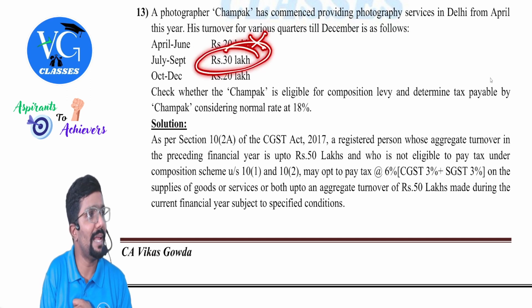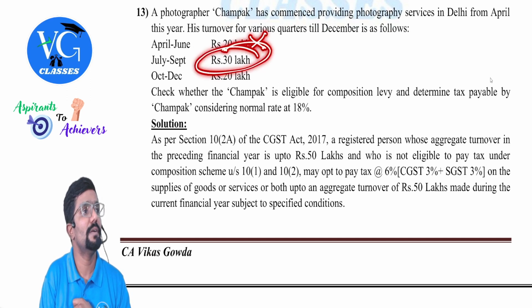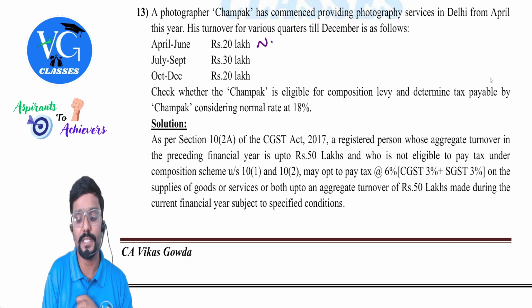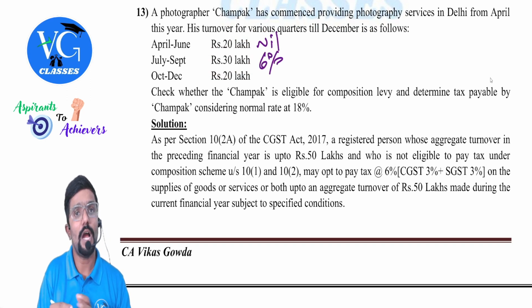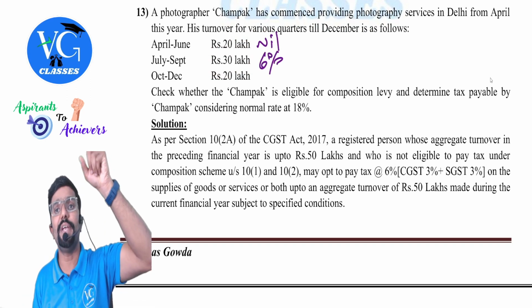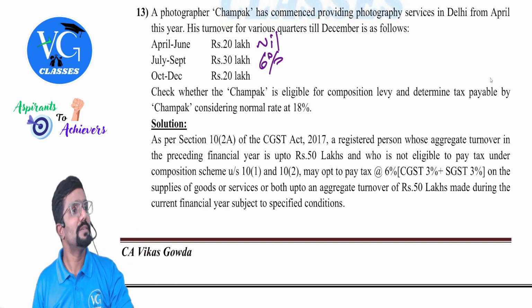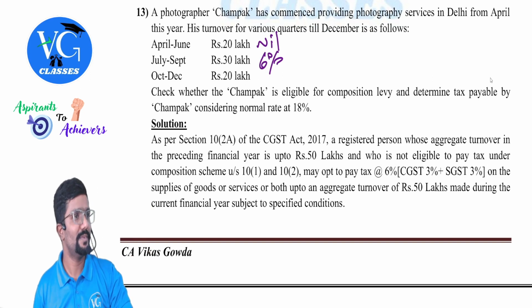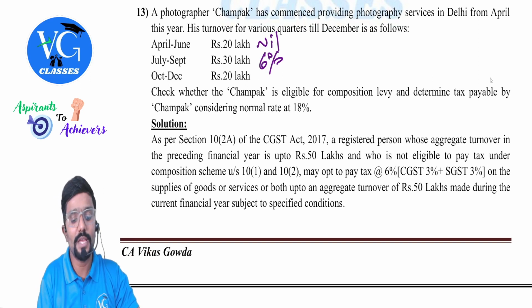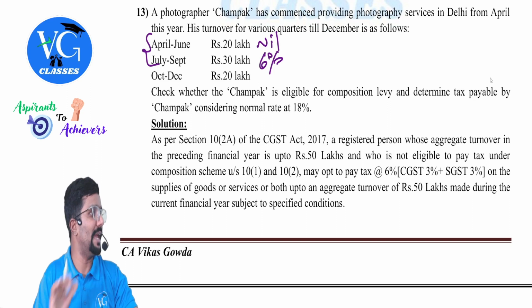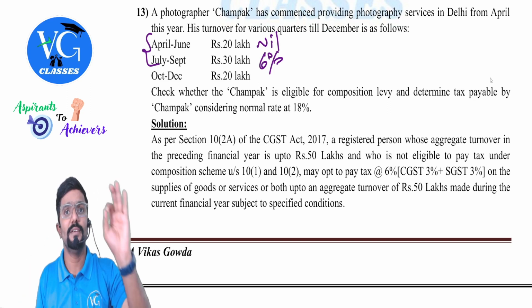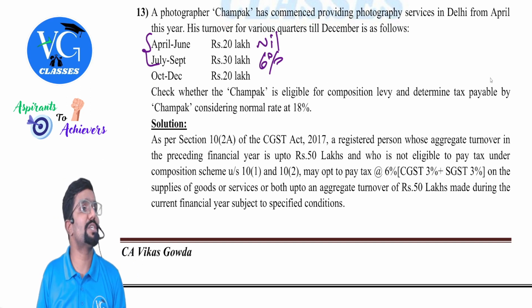Should he pay tax on 30 lakh? Yes. At what rate? 6%. So here on this it is nil, on this 6%. October to December, how much? 20 lakh. On that, how much? 6%. Very good. But 18%, why so? Because his turnover crosses 50 lakh. By the end of September, his turnover crosses 50 lakh. So he has to go out of section 10.